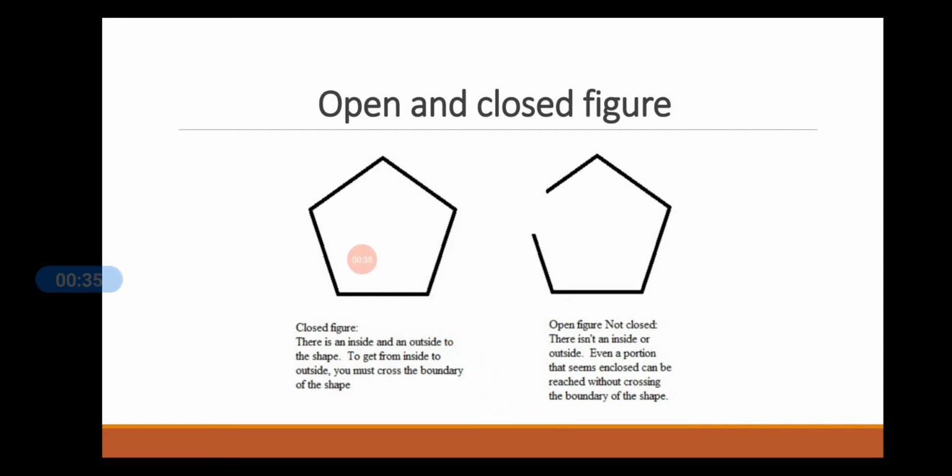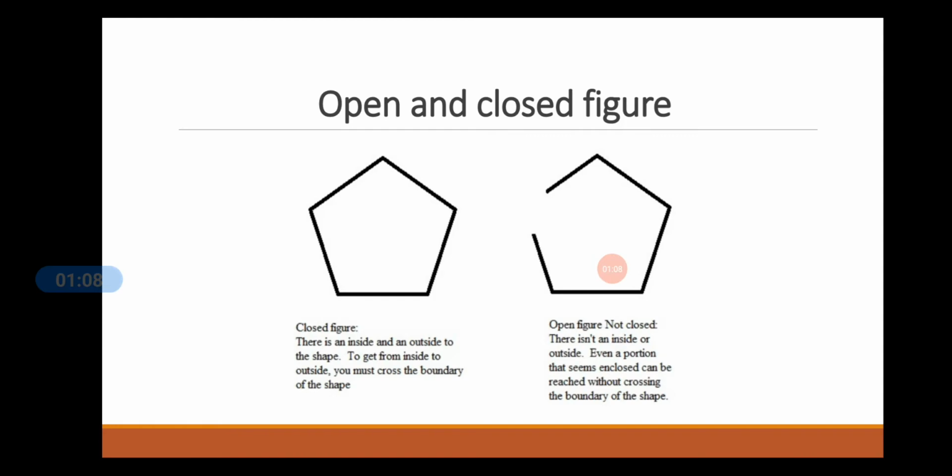What do you see? This figure has 5 sides and there is no opening along any of its sides. So we call this type of figures as closed figures. Now, this is the internal part of a closed figure and these are the external parts of a closed figure. So, in a closed figure, there are no such openings on the sides.